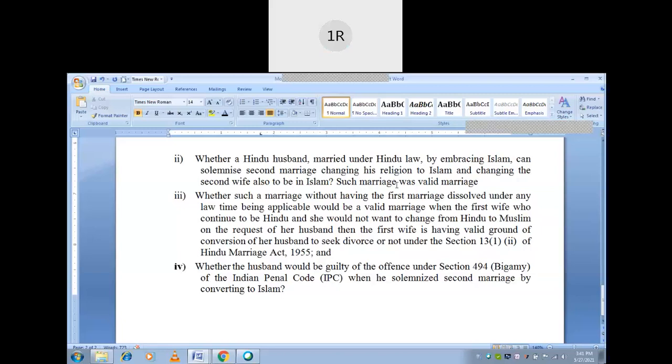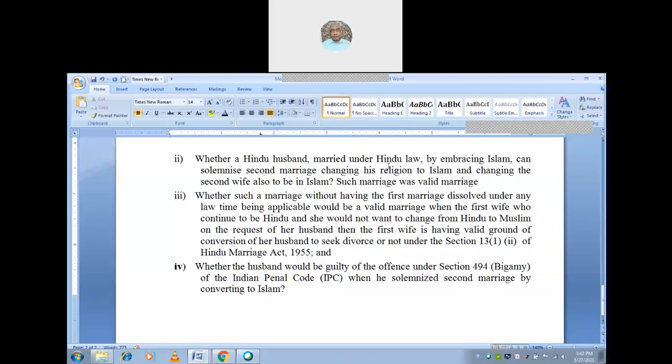So that's why we better say, when you go for the second ceremony of the marriage, the second marriage is void because the first wife is alive, and the marriage relationship is alive, not dissolved. That is the appropriate part.